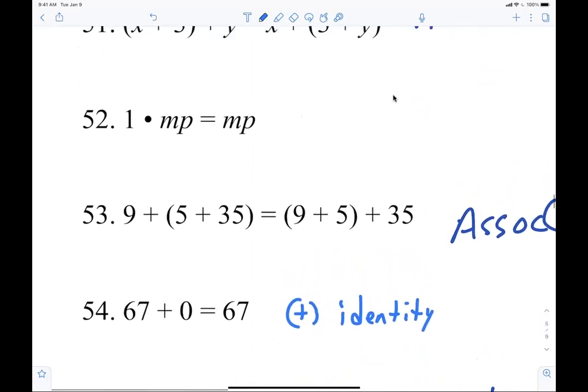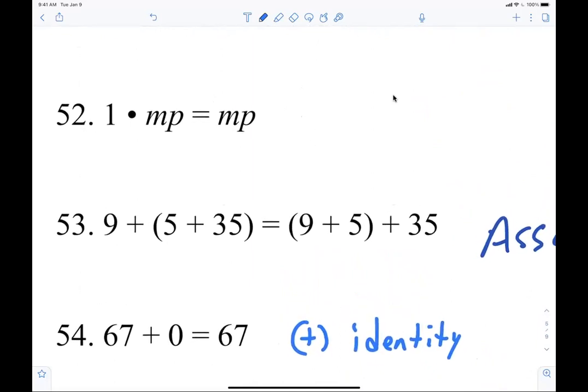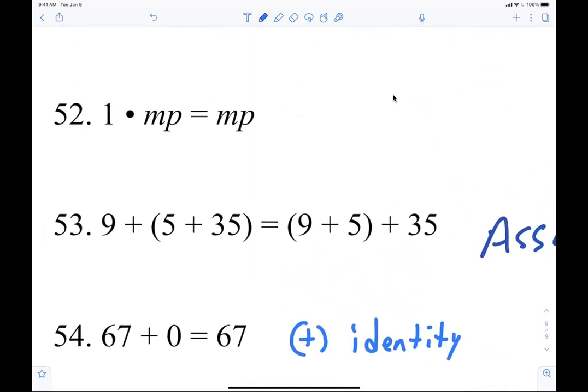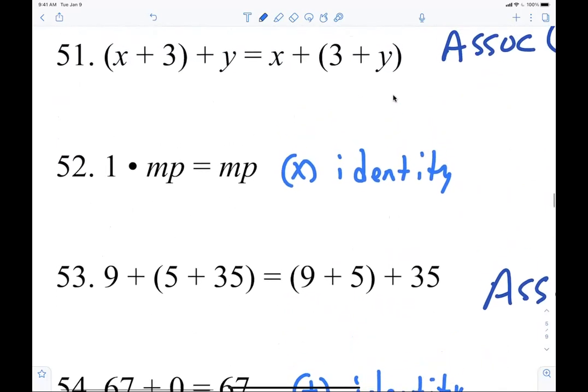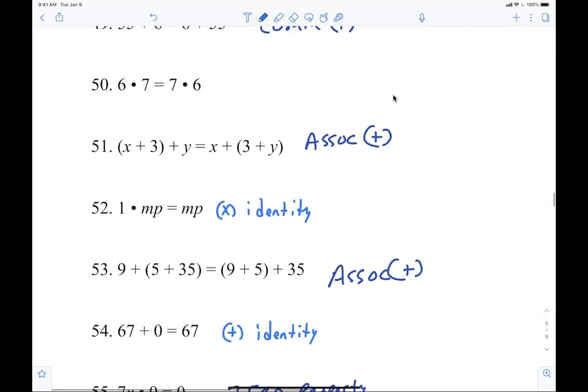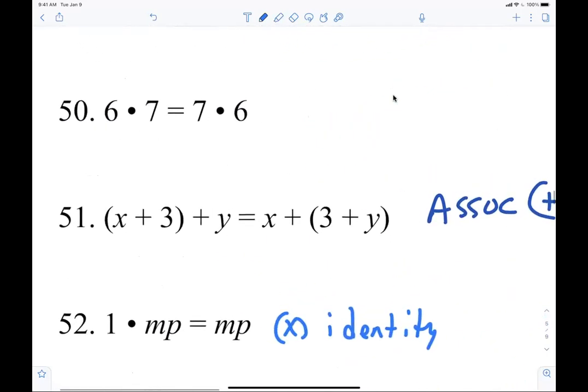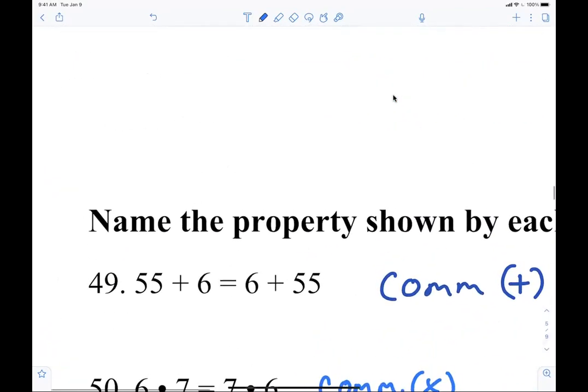All right, Wilson, what is 52? Identity. You're awesome. That's right. Multiplicative identity. Thank you, sir. All right, Jacob, help me, please. What's 50? Oh, that's commutative. That's multiplication. Thank you, sir. Commutative property of multiplication. All right, Mikey.